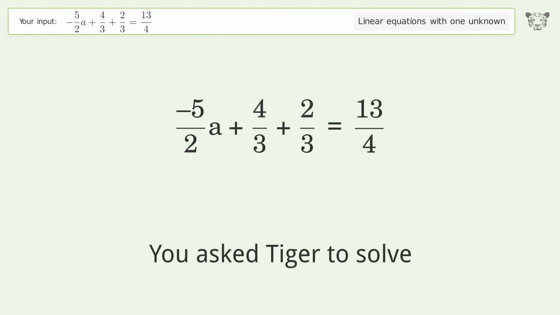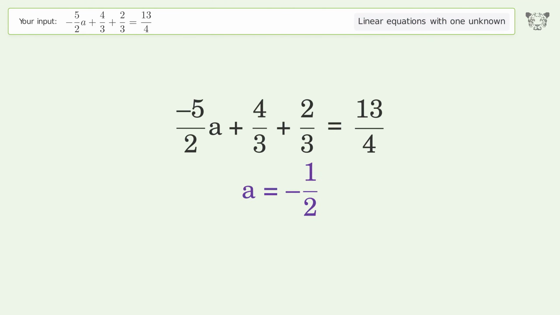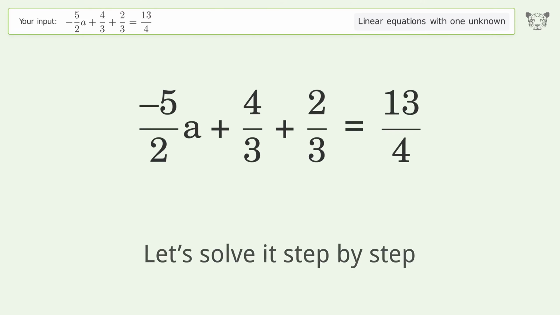You ask Tiger to solve. This deals with linear equations with one unknown. The final result is a equals -1/2. Let's solve it step by step.